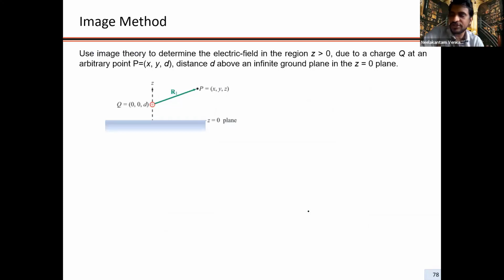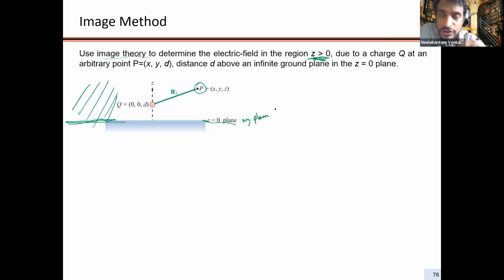So let's do this one question here. By using image theory, we want to find the electric field at this location in the region z greater than 0. That means anywhere in this region, z greater than 0. So this is the z equal to 0 plane. That is in fact the xy plane. Z is 0. How would I be able to find the electric field? Due to this, you know that this height is going to be d. Z is going to be d because the z coordinate is d.